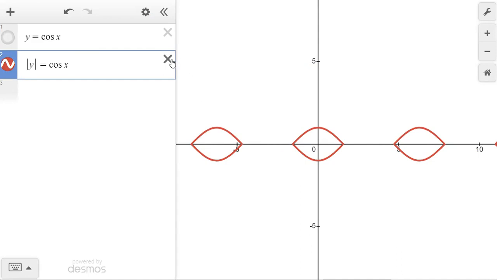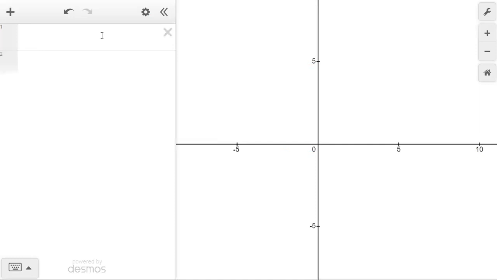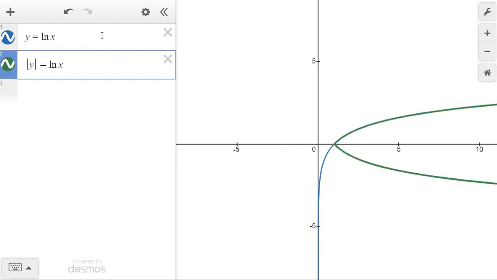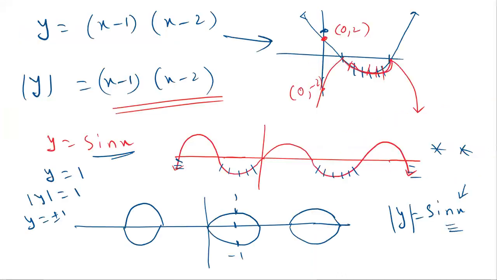You see the same for log x also. Y equal to ln x. You see mod y equal to ln x. See the green part, this negative part is already removed. For this, the negative part is removed. Now for this, see, this is mod y equal to log x. Correct? These are the transformations that you have to remember.